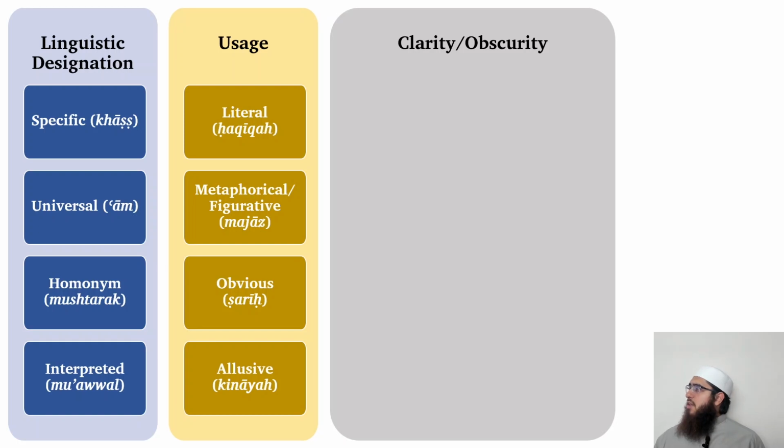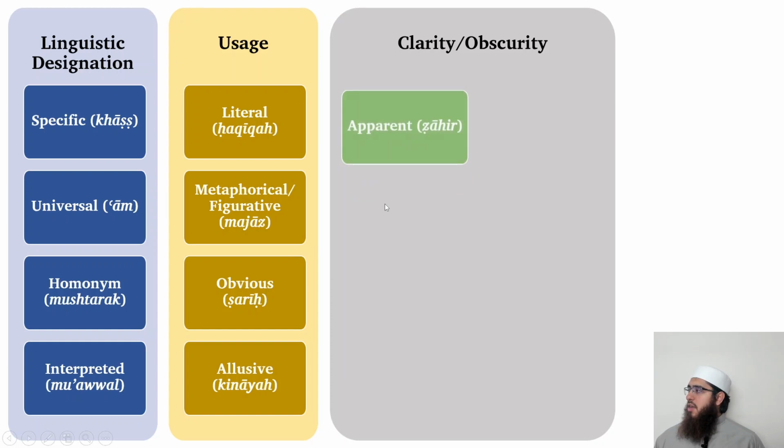If you recall the previous discussion, we had linguistic designation as our first category of principles within the discussion of Kitabullah. Then we looked at usage, looking at sentences in terms of how the words themselves are used. That was the second category. And now we're looking at clarity and obscurity. When you have a certain point that you're trying to derive from a text, how clear or obscure is that point from the text? And so we first looked at the degrees of clarity.